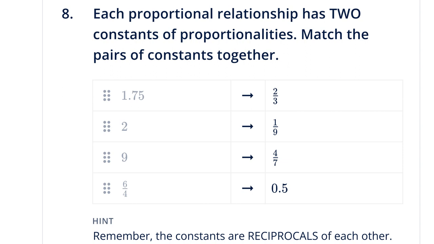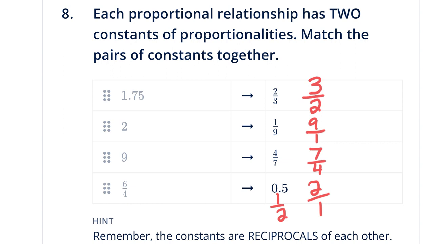What I suggested to a lot of my students was to write all of these as fractions, and then next to them, we will write the reciprocal. So that is what I did. I took 2/3, and I knew that the reciprocal is 3/2. And 1/9, if I were to flip that, I get 9/1. 4/7 will be 7/4, and 0.5, I knew that was 1/2, and the reciprocal would be 2/1.